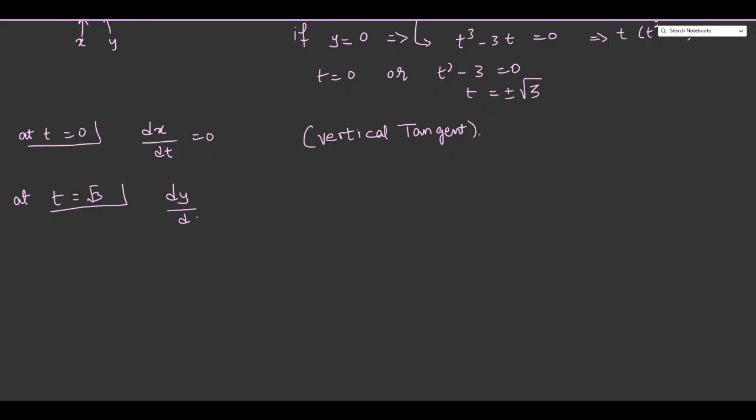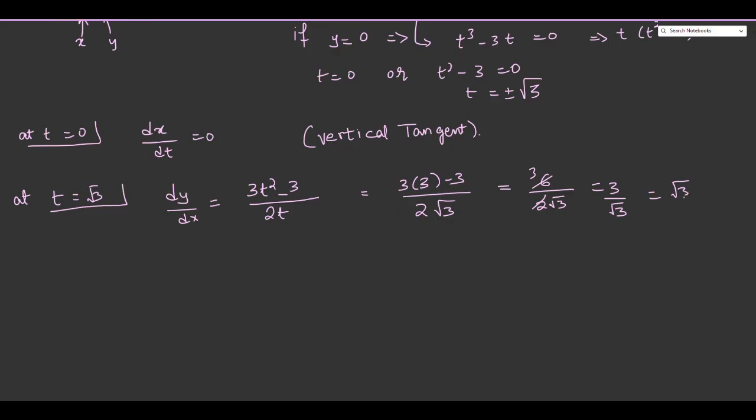Now what is dy by dx? Dy by dx is equal to 3t square minus 3 over 2t. Now if I substitute this value of t, it becomes 3 into 3 minus 3 divided by 2 square root of 3, and then it becomes 6 over 2 square root of 3. This 2 cancels with this one, and then it is equal to 3 by square root of 3, which is equal to root 3. So this is our slope.